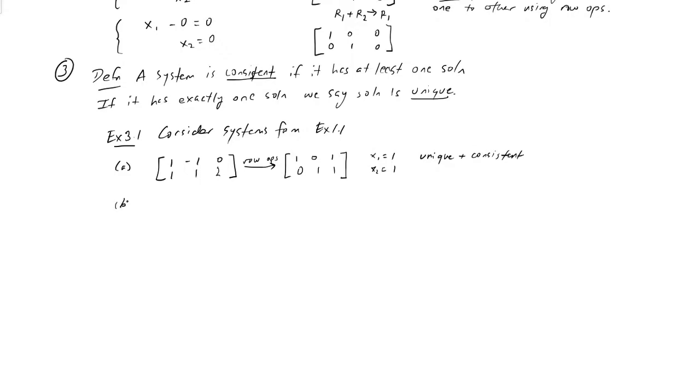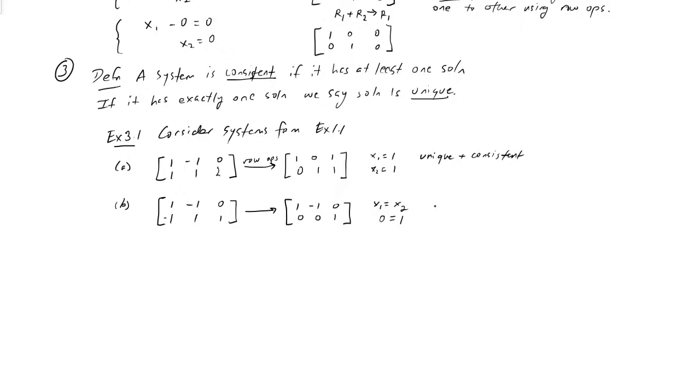All right, let's look at the second example. So that was 1, -1, 0, 1, -1, 1, 1. And if we do row operations on this, we'll get 1, -1, 0, and 0, 0, 1. Okay, now this is going to produce two equations. It's x1 minus x2 equals 0, or x1 equals x2. And the last equation says 0 equals 1. That's a problem. That's not allowed in math.